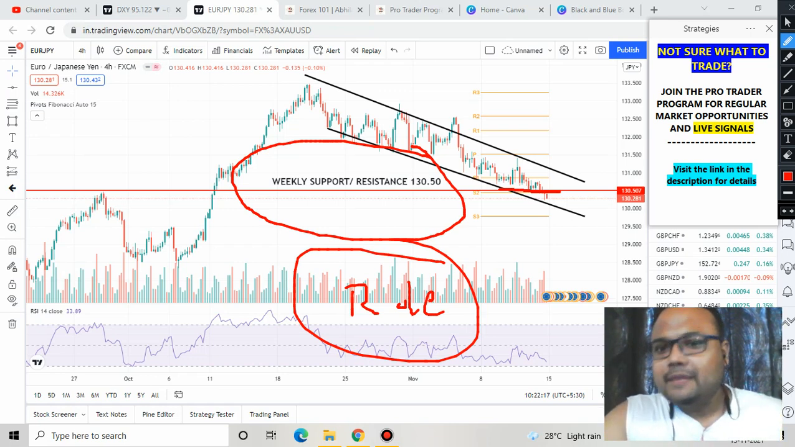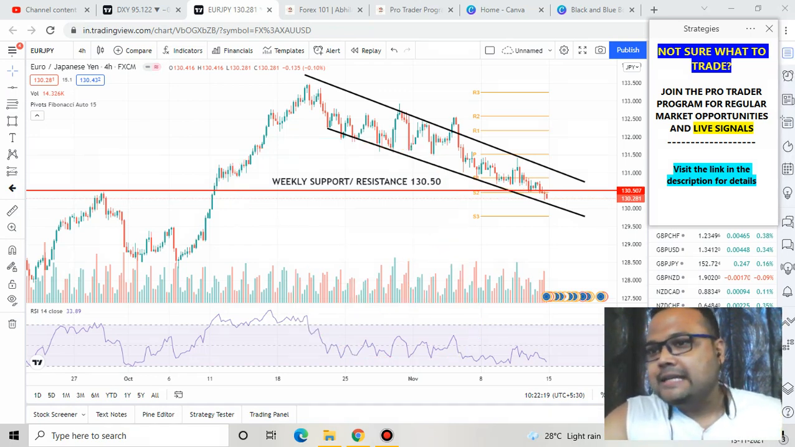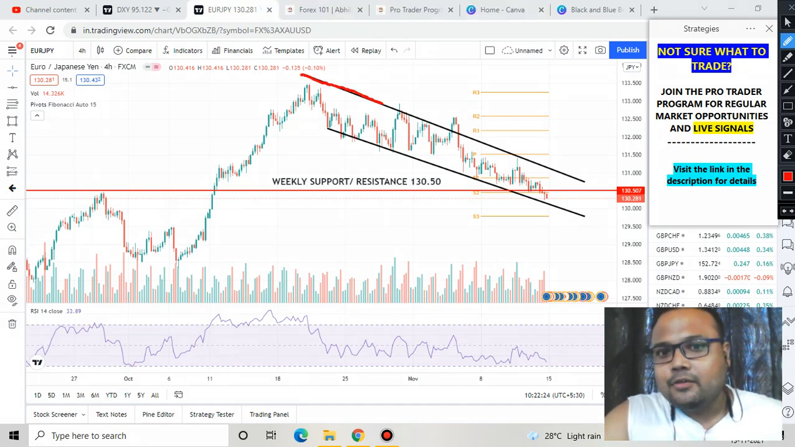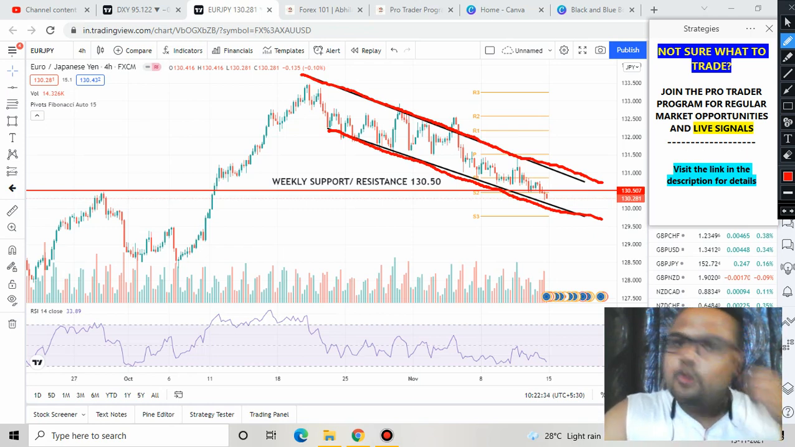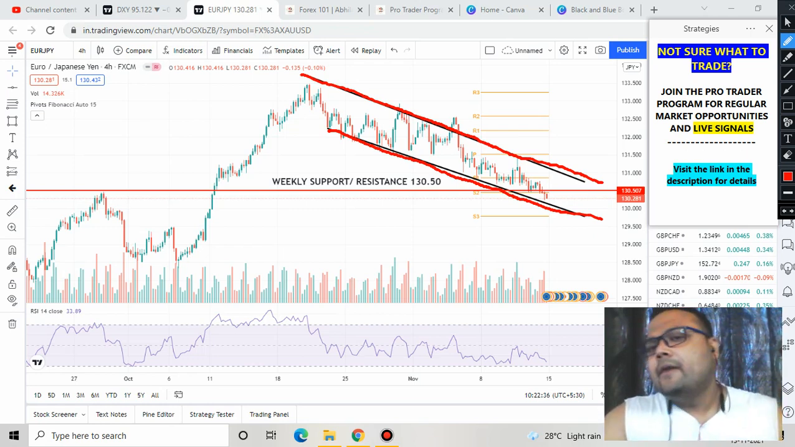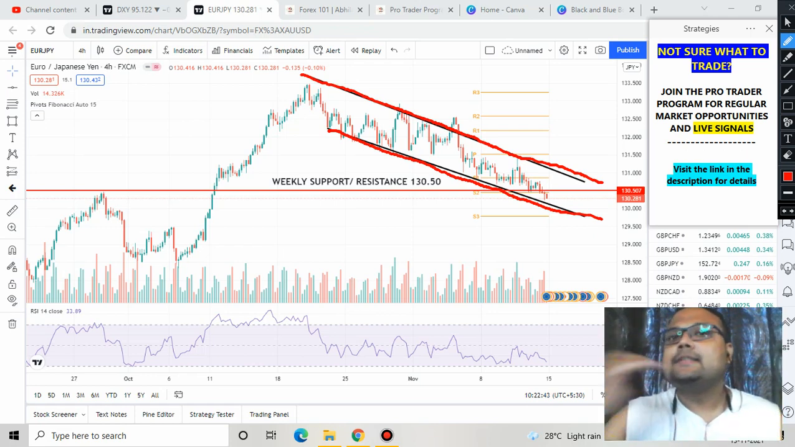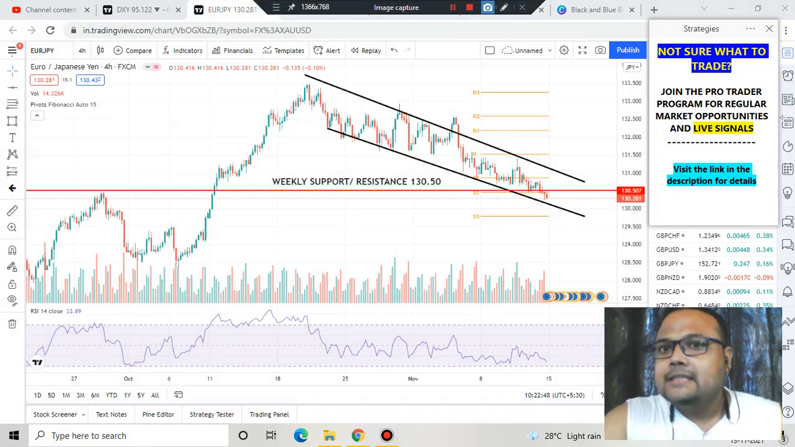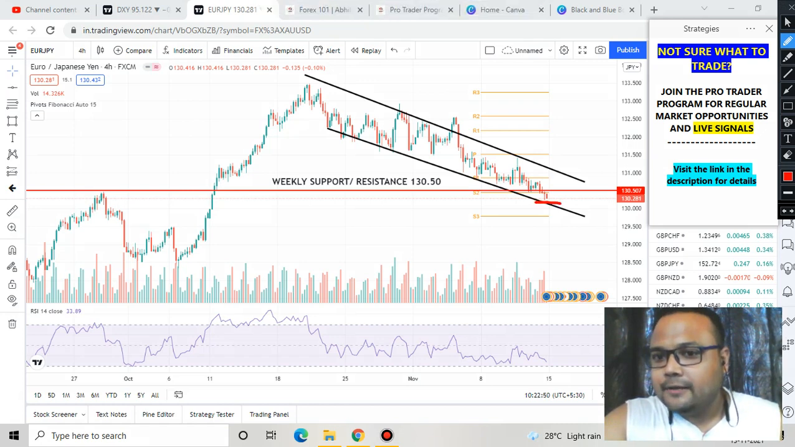Apart from this 130.50 level, you can see that market is trading in a downward channel here. We have a line at the top which is acting as a dynamic resistance for the market, and at the bottom we have this trend line which is also acting as the dynamic support for the market. Or in simple words, whenever market is trying to go up, this trend line is acting as a resistance, and on the other hand, whenever market is going down, it is getting support from this trend line. And you can see that on Friday market has just closed at the trend line.